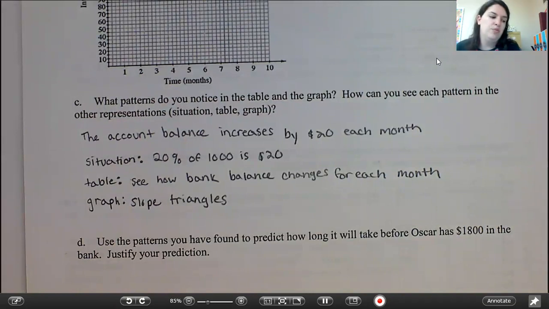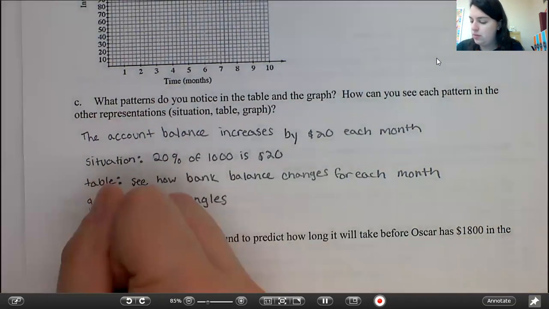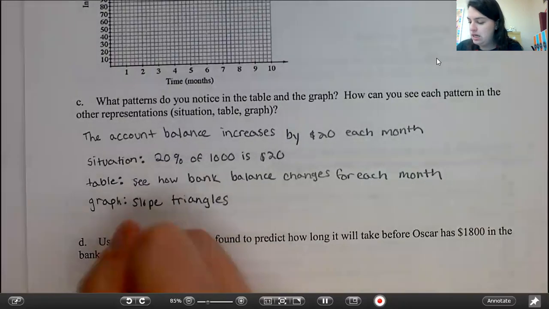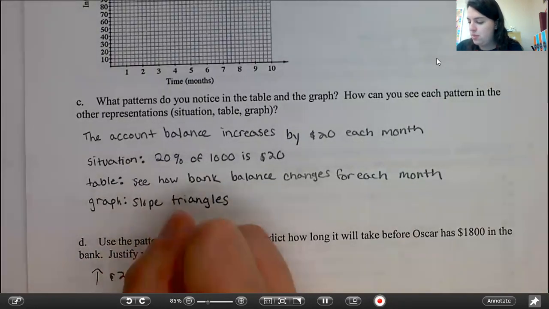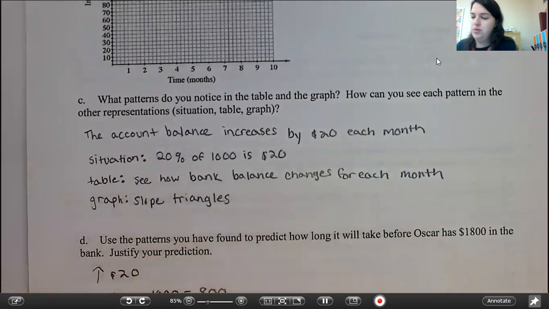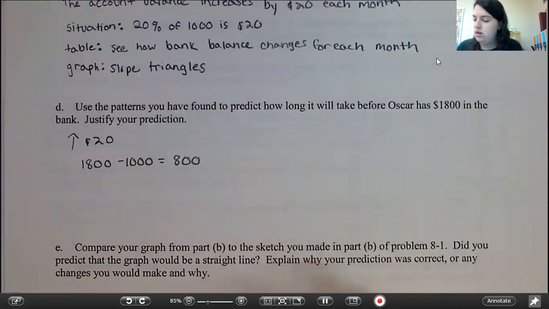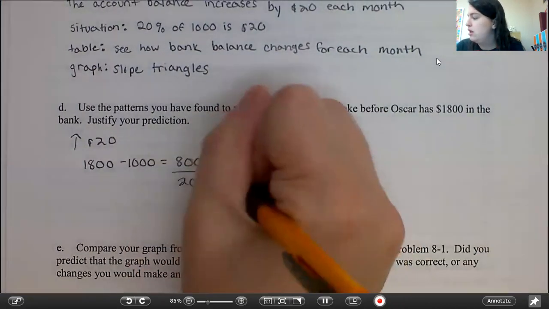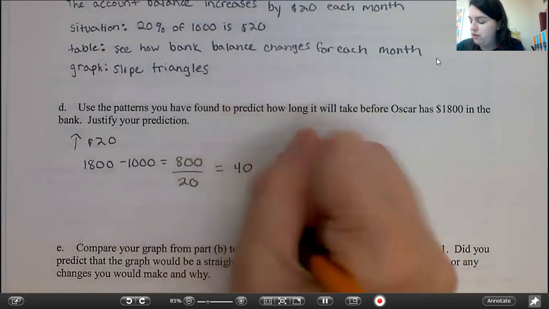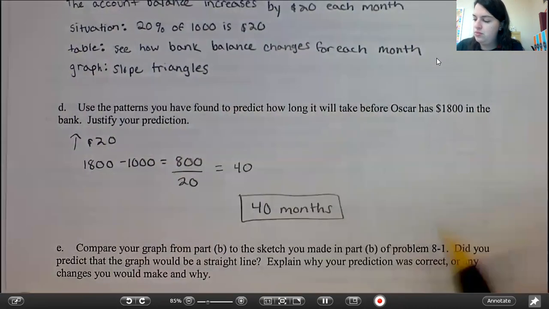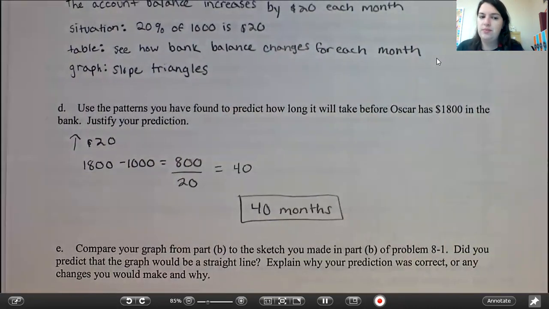Okay, if you're back with me, you made your prediction. A couple ways you could have done this, but I'm going to show you what the correct answer is. So we know that we go up $20 each month. So if we did $1,800, because that's what we want, minus the $1,000 principal, we would get $800. If we divide that by 20, because we know we're getting $20 each month, that's going to give us 40. So at 40 months is when he would have $1,800 in the bank.